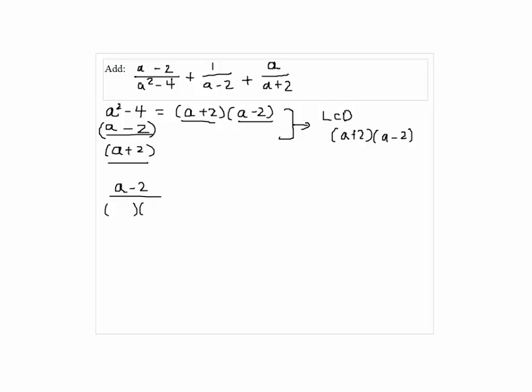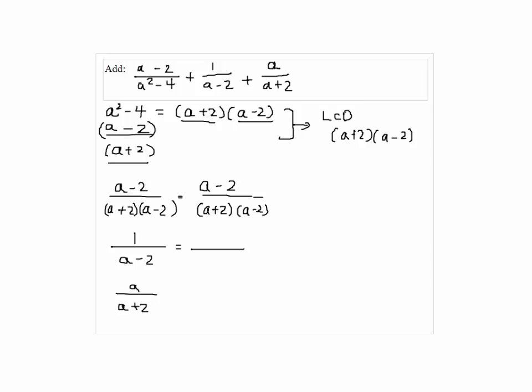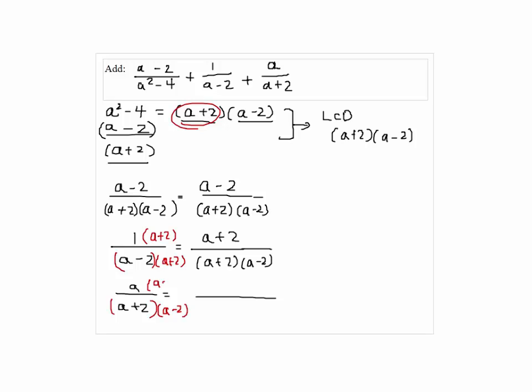So I'm going to write each fraction with the denominator of the LCD. So the first fraction already has the LCD, so we write the same fraction. The second fraction is missing a plus 2, so we multiply top and bottom by a plus 2. So we have a plus 2 over a plus 2 times a minus 2. And the last fraction is missing a minus 2, so we multiply top and bottom by a minus 2. So we have a plus 2 times a minus 2, and as the numerator we have a squared minus 2a.